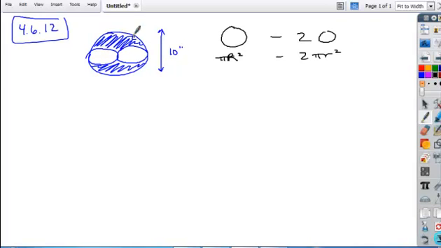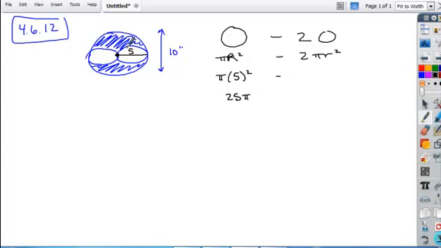Well, if we know that the diameter of this whole circle is 10, what does that mean the radius of the big circle is going to be? 5, right? So here we have pi times 5 squared, or 25 pi. So there's the area of the whole large circle. And then from that, we're removing two of the smaller ones.